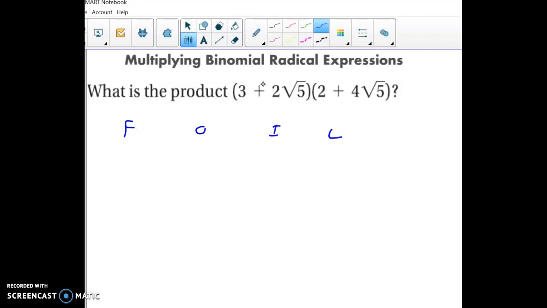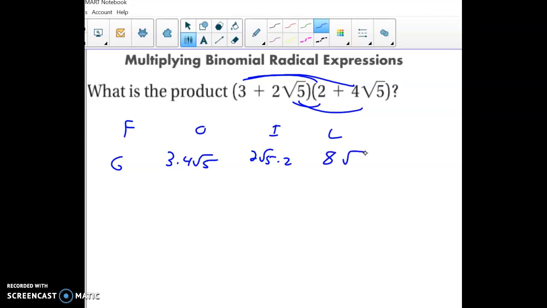All right, so I'm going to write out the parts of FOIL. So the first two are 3 times 2. The outer two is 3 times 4 radical 5. The inside two is 2 radical 5 times 2. And the back two is 2 radical 5 times 4 radical 5, which is 8 radical 25. Actually, probably I should write it out first. Let's go back a step here. So it'd be 2 radical 5 times 4 radical 5.